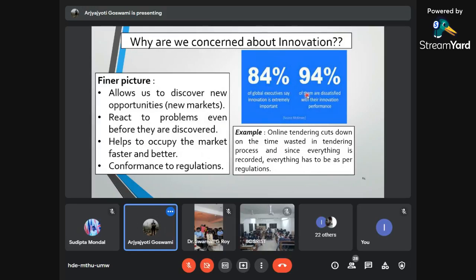Why are we concerned about innovation? Innovation allows us to discover new markets, allows us to react to problems even before they are discovered, right? It allows us to conform to the regulations. We can follow the regulations or the guidelines or the rules.